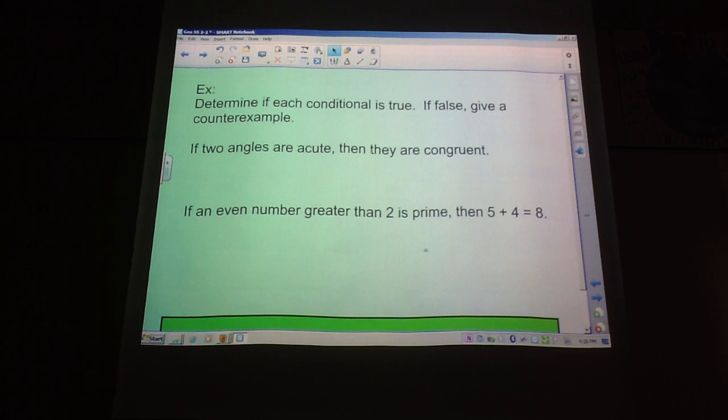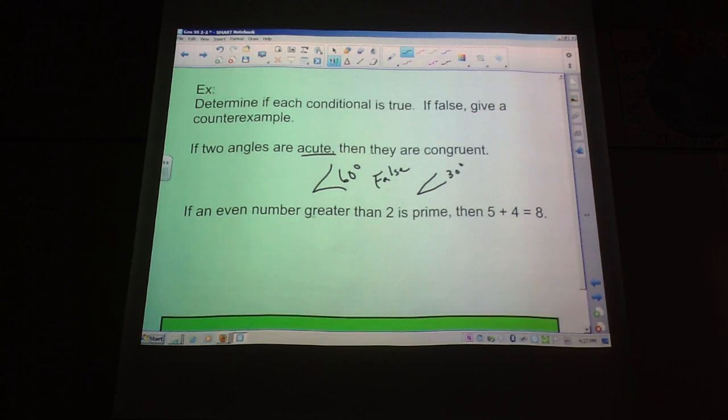Alright, determine if the conditional is true. If false, give a counterexample. If two angles are acute, then they are congruent. Well, congruent angles have the same measure. If I had two acute angles, I could have a 60-degree angle and I could have another 30-degree angle. So these two would not be congruent, although they are both acute angles. So this would be my counterexample, and that would have to be false.